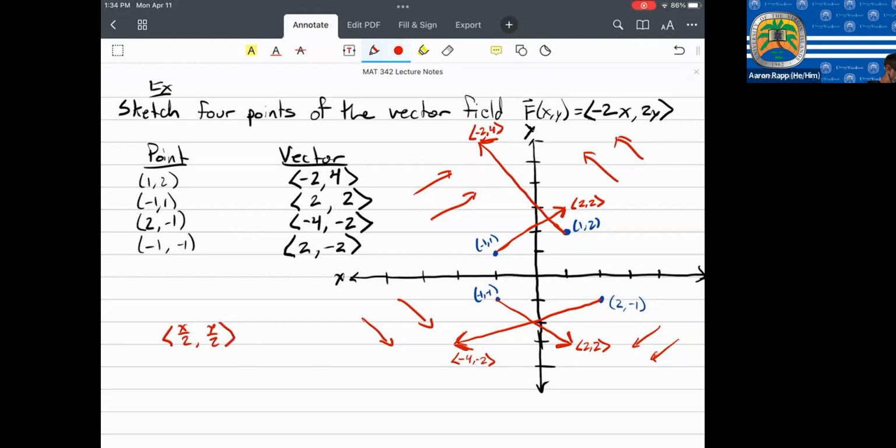So if this was how your vector field is determined, you just go through this same process of plugging in points to figure out where the vectors are pointing.